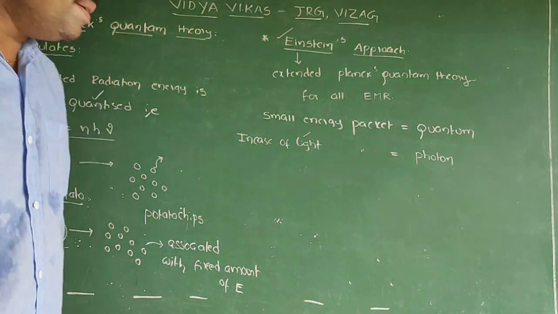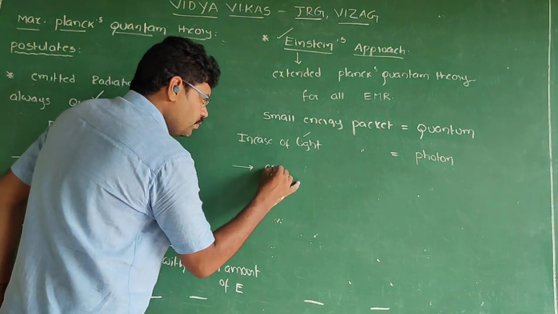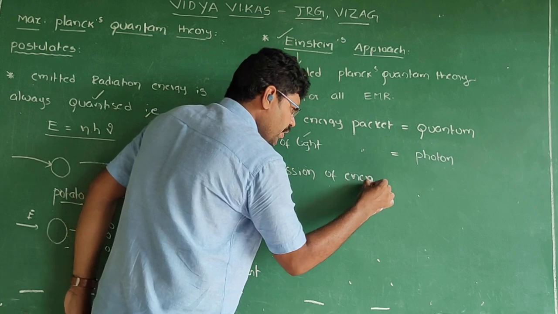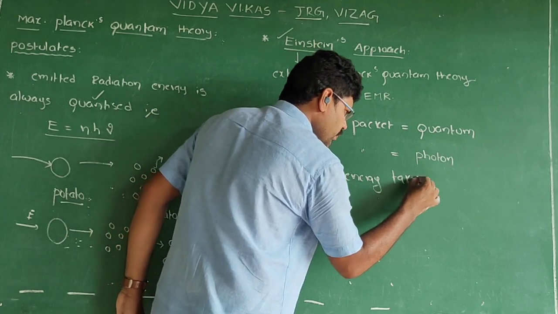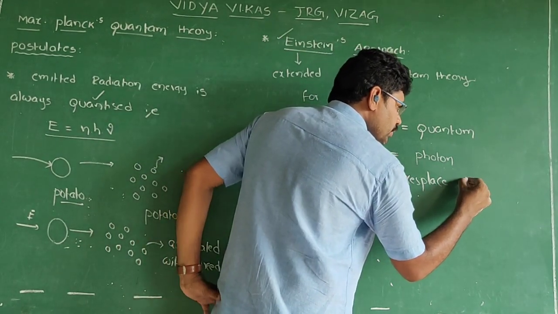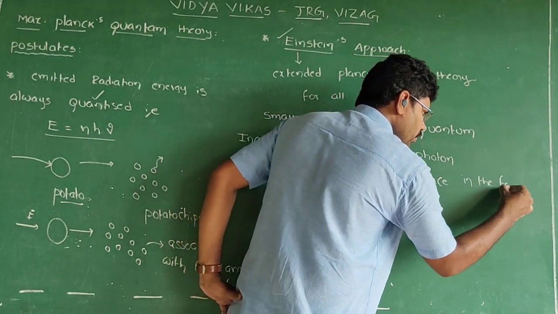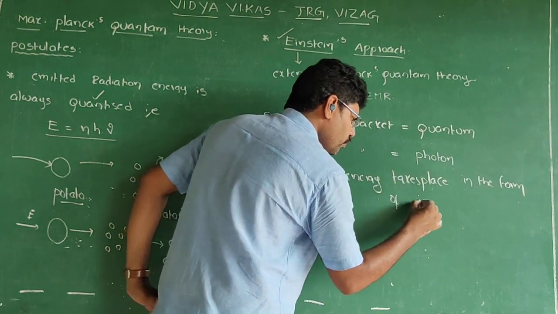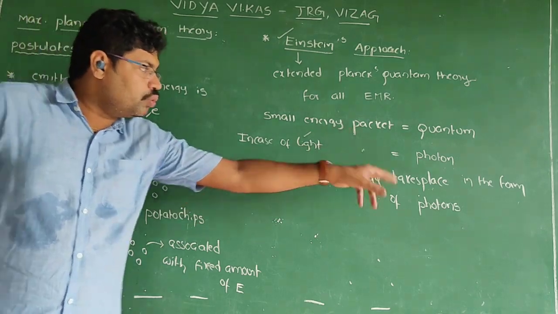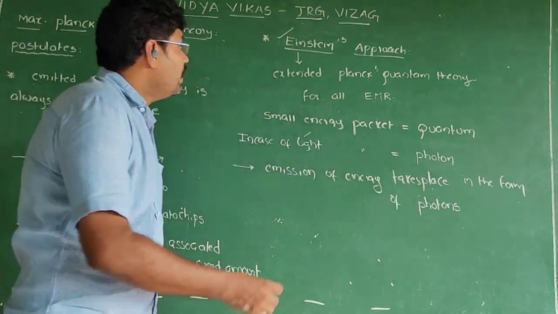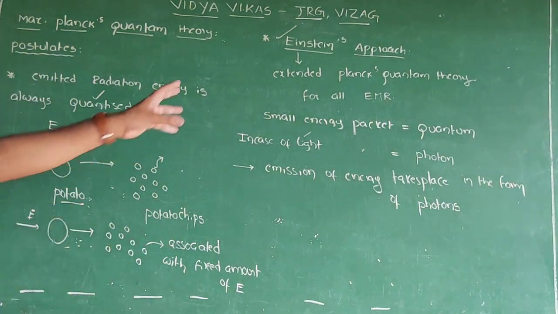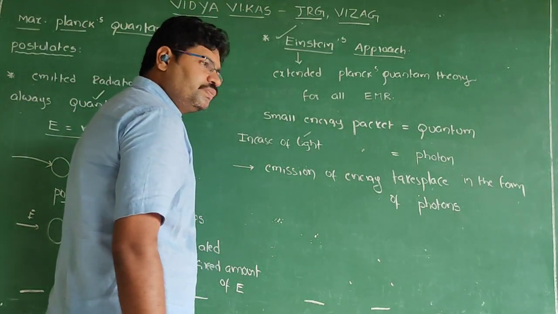Okay now, and moreover, according to Einstein, dear students, the emission of energy takes place in the form of photons. Photons రూపంలో ఆ ఎనర్జీ ఎమిషన్ జరుగుతుందంటాడు మిస్టర్ Einstein, dear students. This is what we call simply Einstein approach.